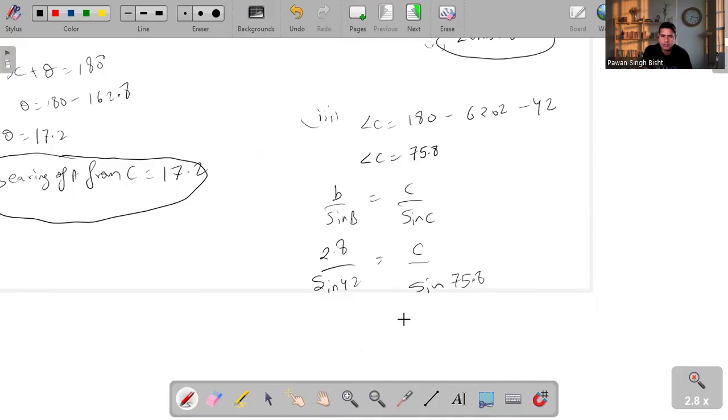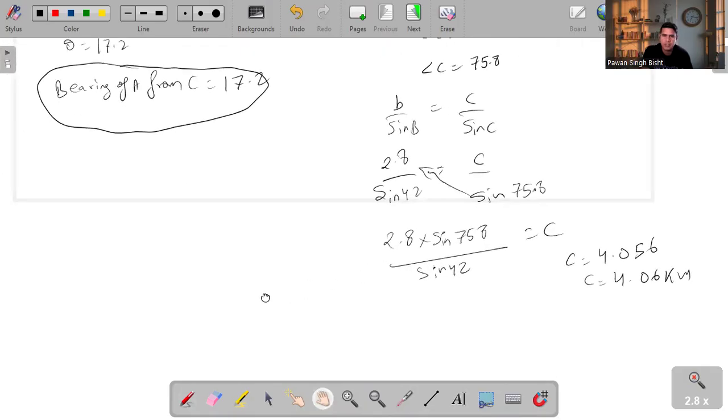Now crisscross. So this will go that side. 2.8 times sine 75.8 divided by sine 42 degrees. So we do 2.8 times sine 75.8 over sine 42. That gives 4.056. So c is coming 4.056. Approximately you can say 4.06 kilometers.